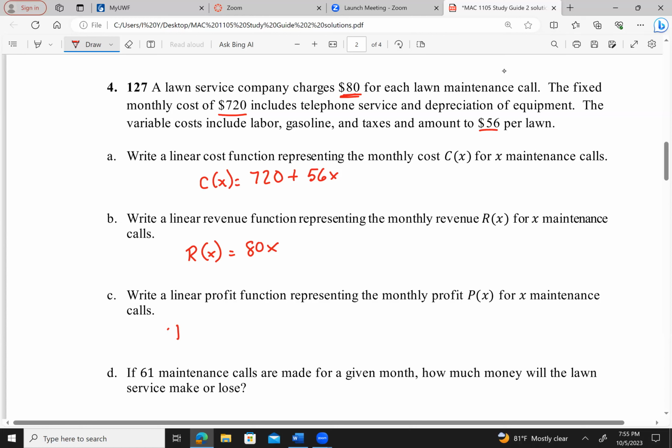So our profit is equal to our revenue minus our cost. Which is 80x minus (720 plus 56x). Distribute the negative, and we have 80x minus 720 minus 56x, which gives me 24x minus 720. That is my profit function.